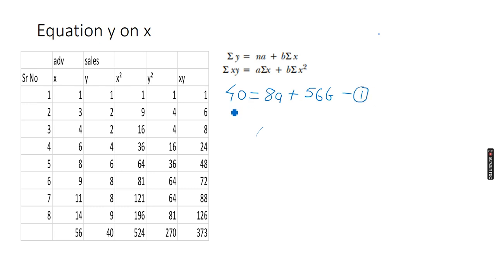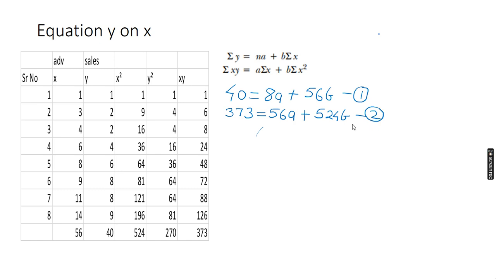I'll form the second equation, summation xy, the value is 373. Please look up the table, equal to a summation x. So that was again 56a plus, now I have b summation x square. So summation x square is 524b. So this is my second equation.